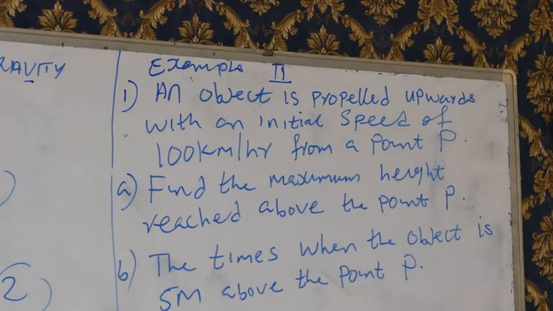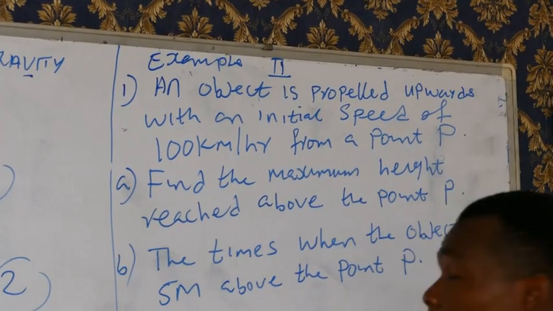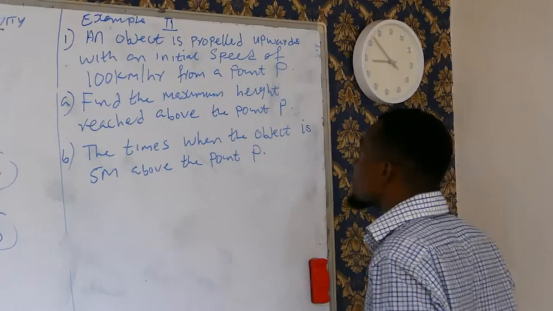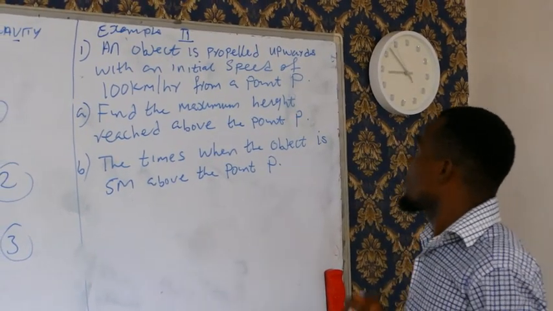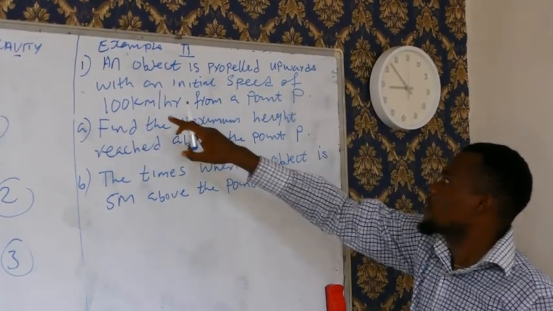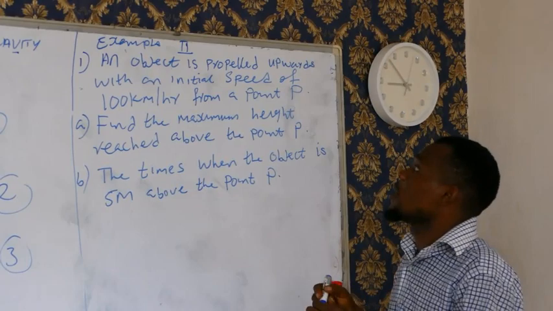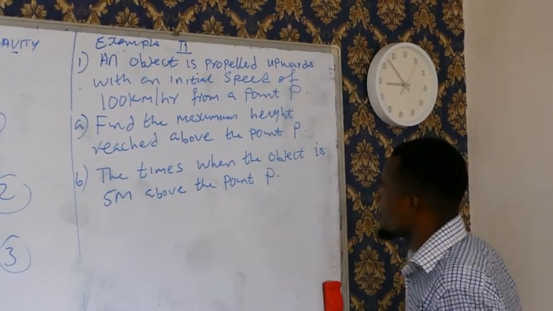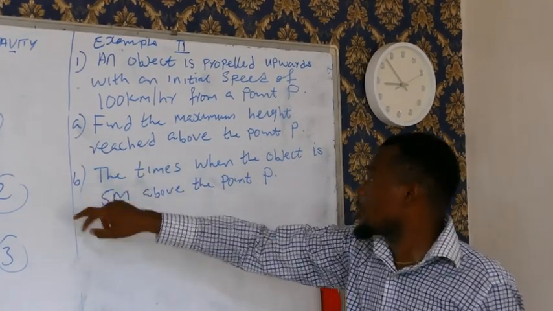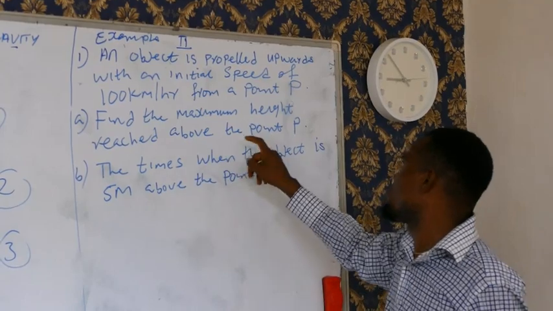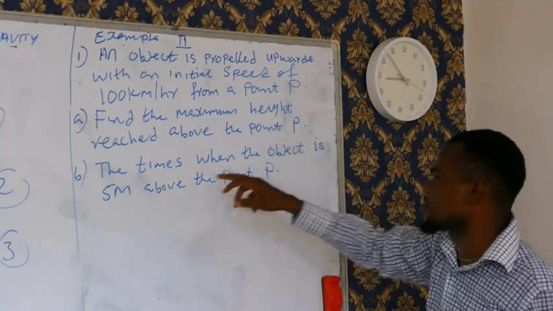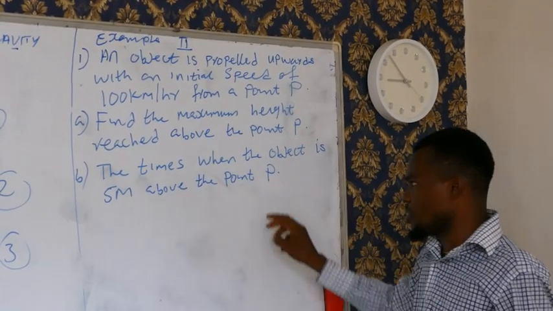Alright, let's look at the second example. This one says, an object is propelled upwards with an initial speed of 100 km per hour from a point P. Question A. Find the maximum height reached above the point P. Question B. Find the times when the object is 5 meters above the point P.